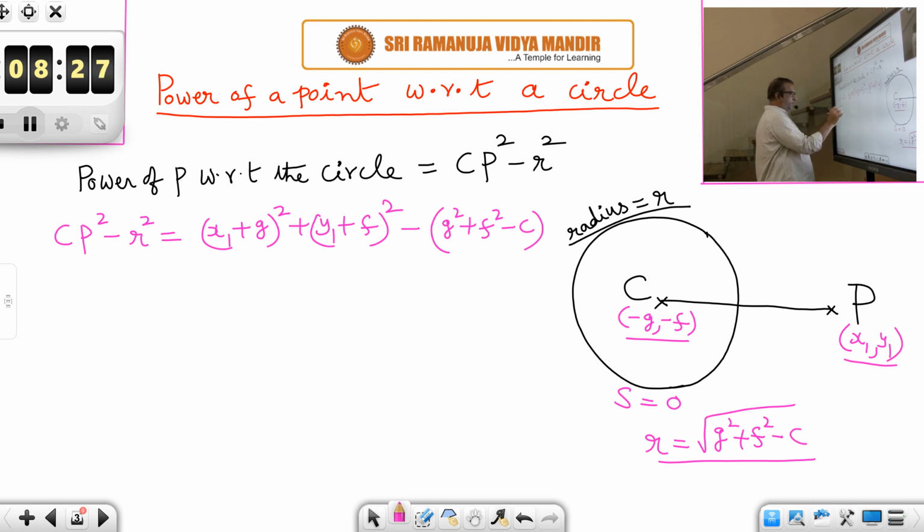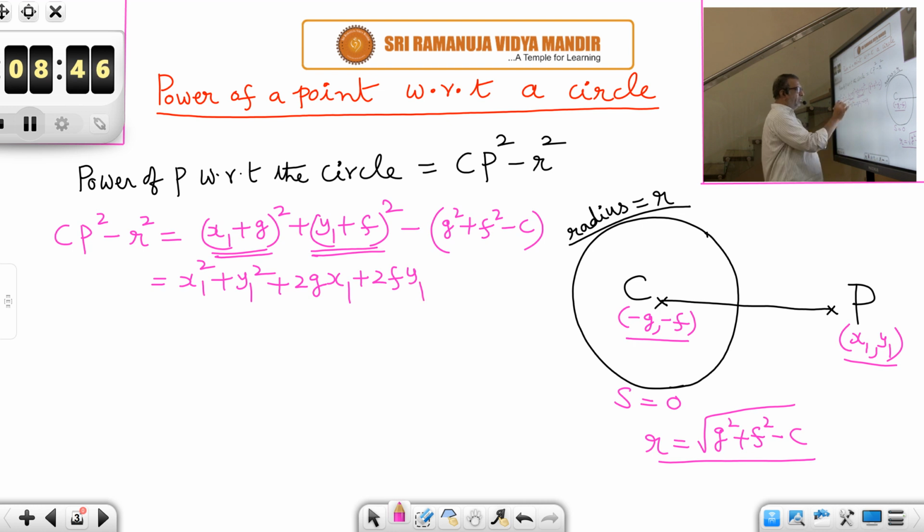Now expand this. X1 square, here y1 square, and in the first term here you will get 2gx1. In the second term here you will get 2f(y1). First term you get g square. Second term you get f square. Next, if you expand this minus sign after, then you will get minus g square minus f square plus c.